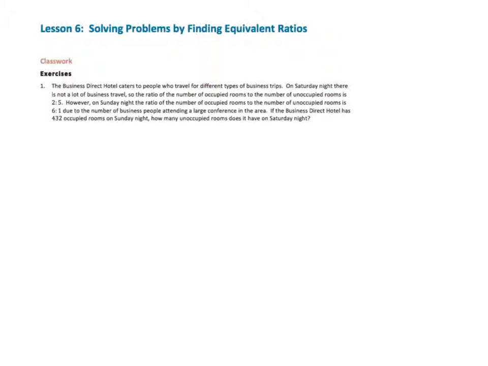The Business Direct Hotel caters to people who travel for different types of business trips. On Saturday night, there is not a lot of business travel. So the ratio of the number of occupied rooms to the number of unoccupied rooms is 2 to 5. However, on Sunday night, the ratio of occupied rooms to the number of unoccupied rooms is 6 to 1 due to the number of business people attending a large conference in the area.